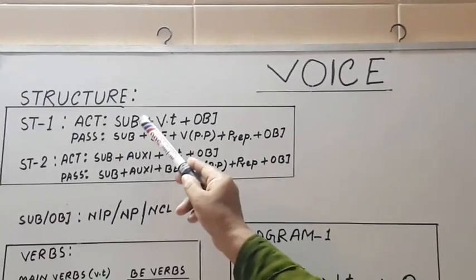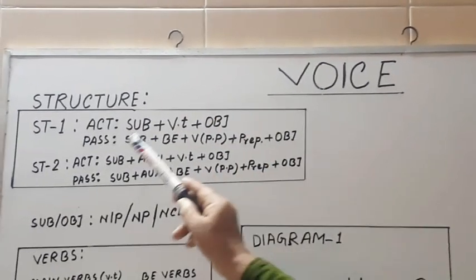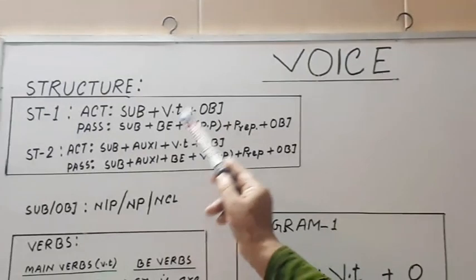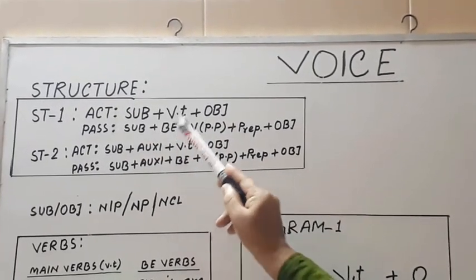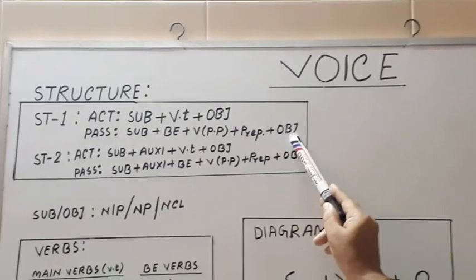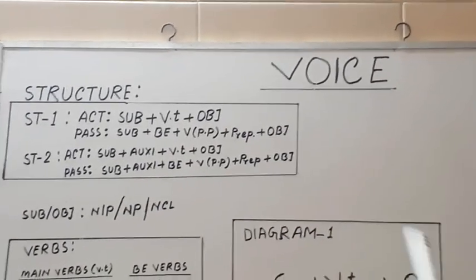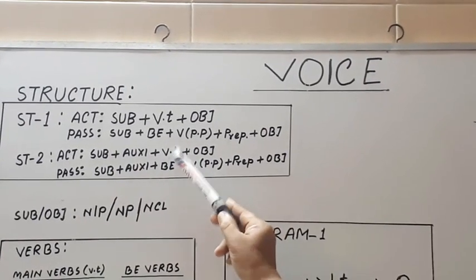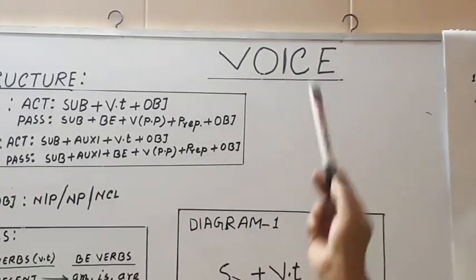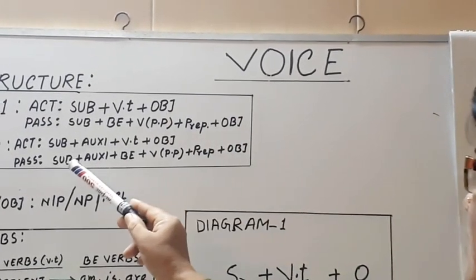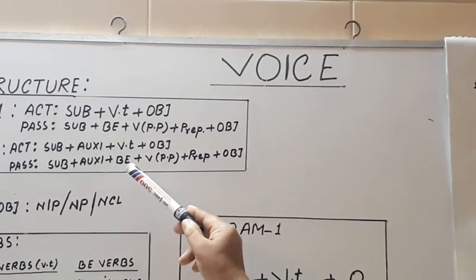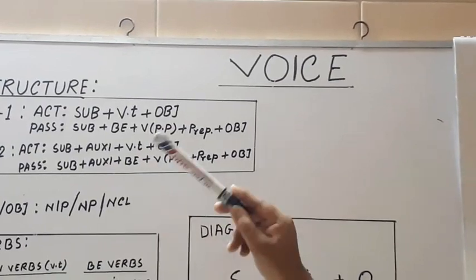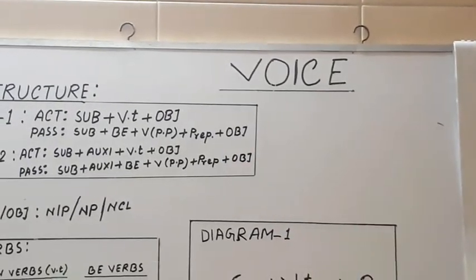And that very thing we did here you can see in the structure. In active voice: subject, transitive verb, object. And in the passive form, you see, the object has become the subject, the use of be, past participle of the main verb, and the object with the preposition. According to the second diagram, you see subject, auxiliary verb, transitive verb, and object. And similarly, the object has become the subject, the use of auxiliary, use of be verb, past participle of the main verb, and the object with the preposition.